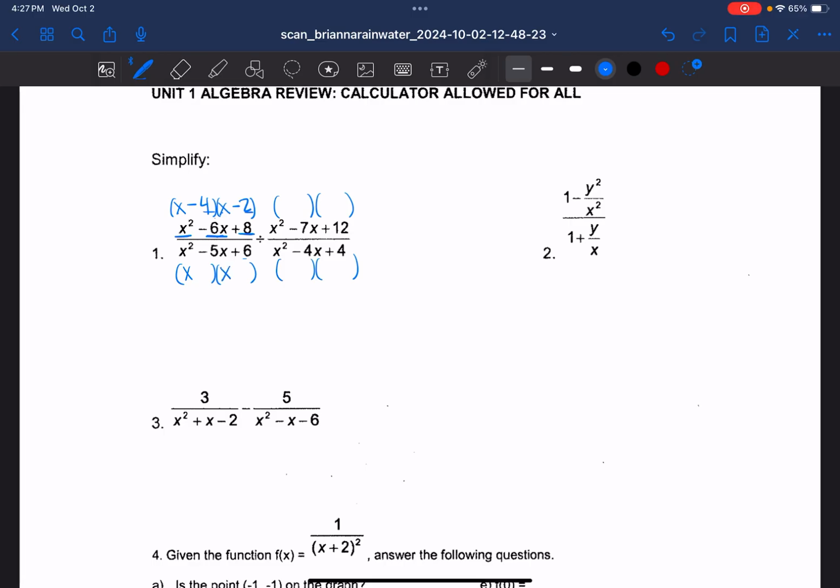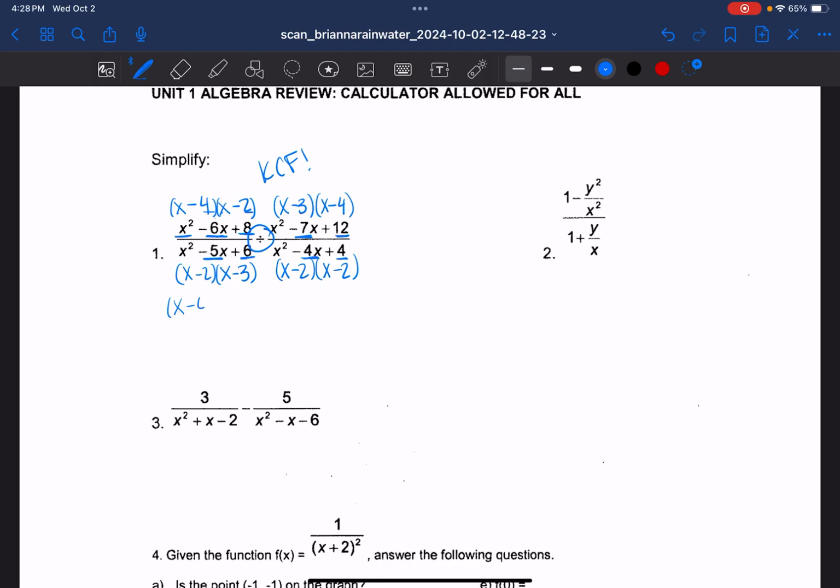On the bottom of this fraction, what multiplies to give me 6 and adds to give me -5 would be 2 and 3, -2 and -3. For the top of this fraction, what multiplies to give me 12 and adds to give me -7 would be -3 and -4. And then in the bottom here, what multiplies to give me 4 and adds to give me -4 would be -2 and -2. Now I am dividing, so my rule is to keep, change, flip.